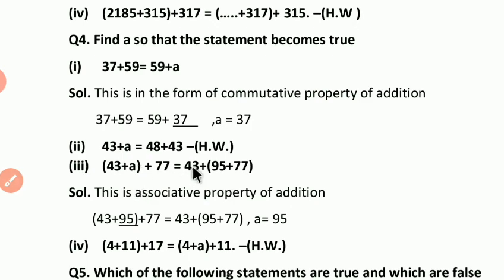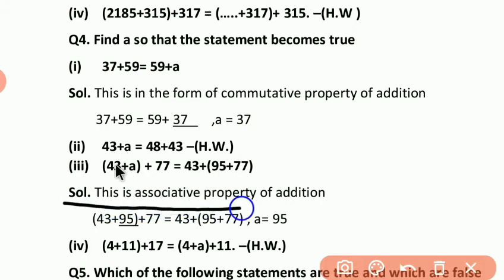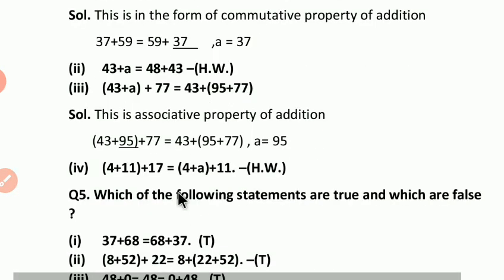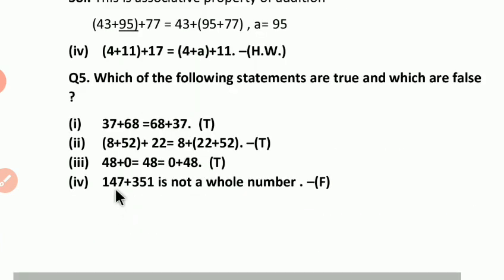Third one, 43 plus a plus 77 is equal to 43 plus 95 plus 77. Here you can see 3 whole numbers are given. So directly we can say that this is the associative property of addition. Here you can see that 43 and 77 are given on both sides. So which number is missing here? 95. So here the value of a is 95. Then fourth one, same as question number 3. This one is also the associative property of addition, and solve it by yourself.